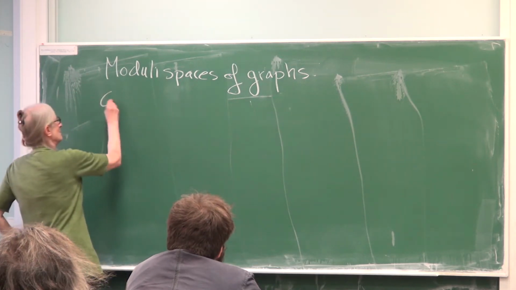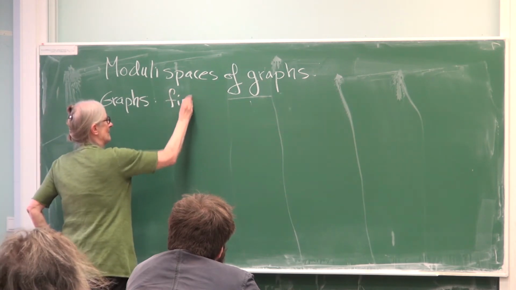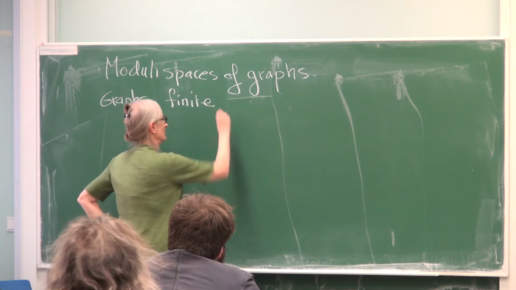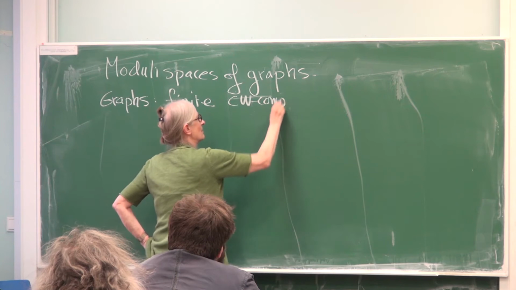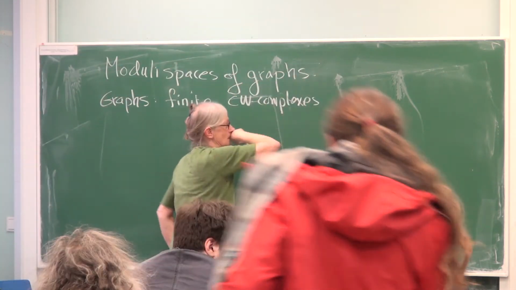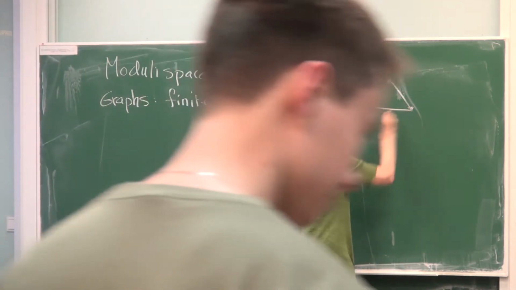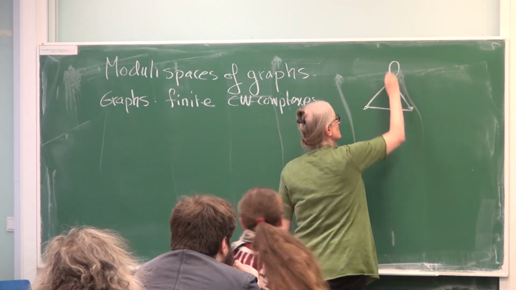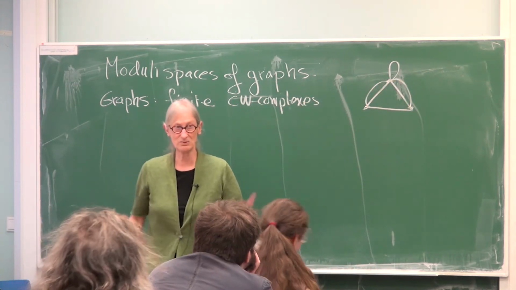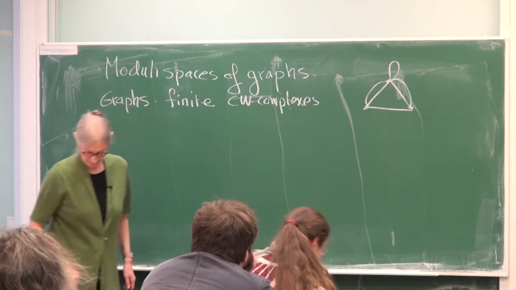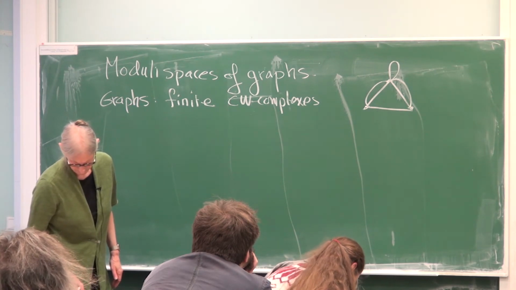My graphs are going to be finite graphs. And they're going to be CW complexes, cell complexes, which means they've got vertices and edges, but they're also allowed to have loops or multiple edges. So they're not simplicial graphs, not simplicial complexes; they're CW complexes, glued out of vertices and edges.